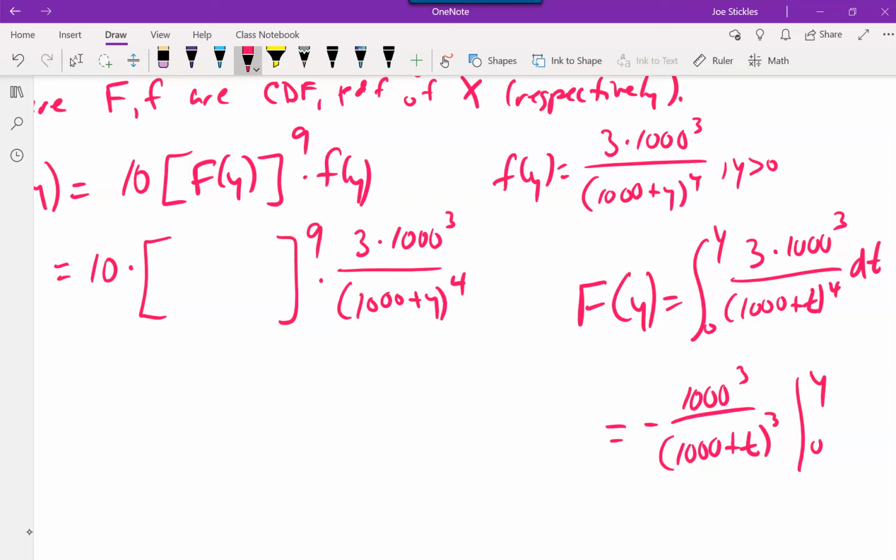So when we get this, you'll get 1 minus 1,000 cubed over 1,000 plus t to the third, sorry. They did not make this one a nice problem. That should be a y, thank you.